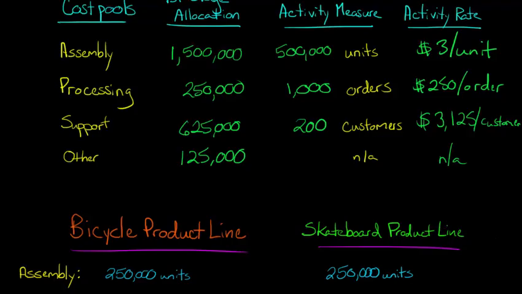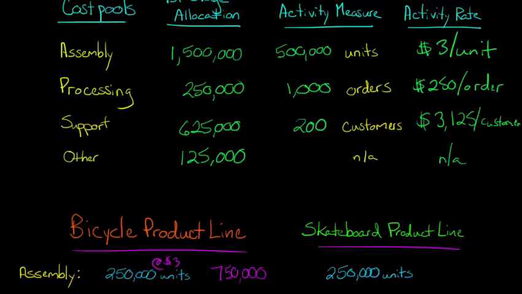So let's say that in terms of assembly, in terms of actually assembling the units, remember we said we have 500,000 units. Let's say it's just split down the middle. We've got 250,000 bicycles and 250,000 skateboards that we produce. So it's just half and half. Well, how do we allocate that cost? We've got our rate of $3 a unit. So we take this 250,000 at $3 a unit, and that gives us $750,000 for the cost in terms of the assembly.